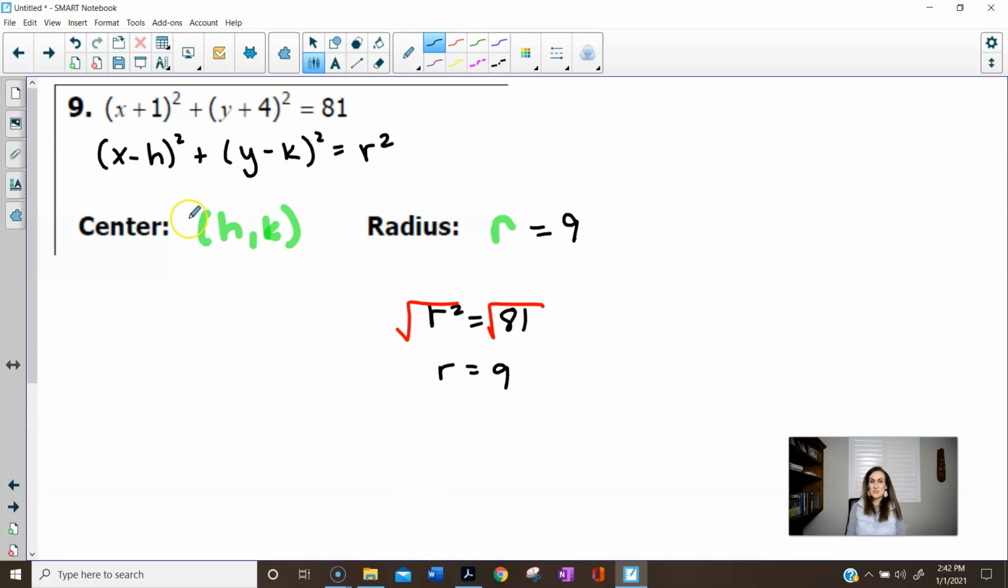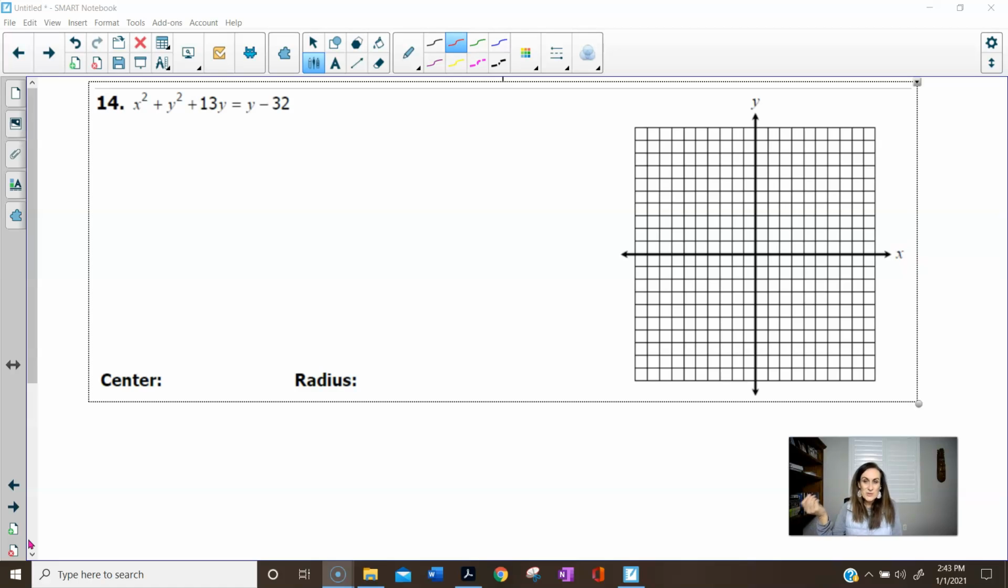Now, as far as the center goes, this is not in the right form. So this plus is the same thing as subtract a negative. Plus is subtract a negative. So x subtract h happens to be -1 and k happens to be -4. And there's my solution. So we will do 13 and 15 in class, and I'll do 14 for you right here.